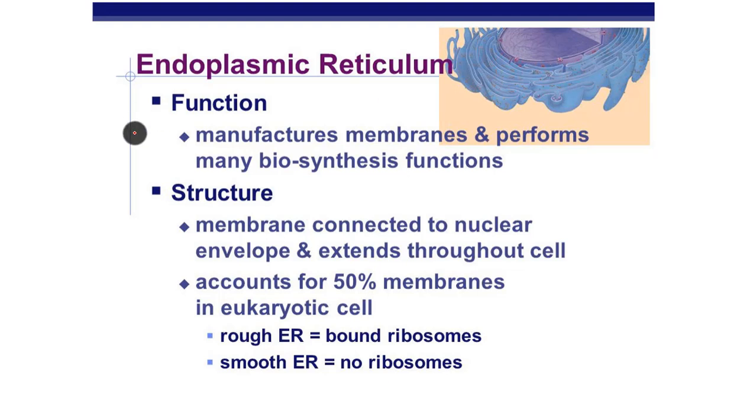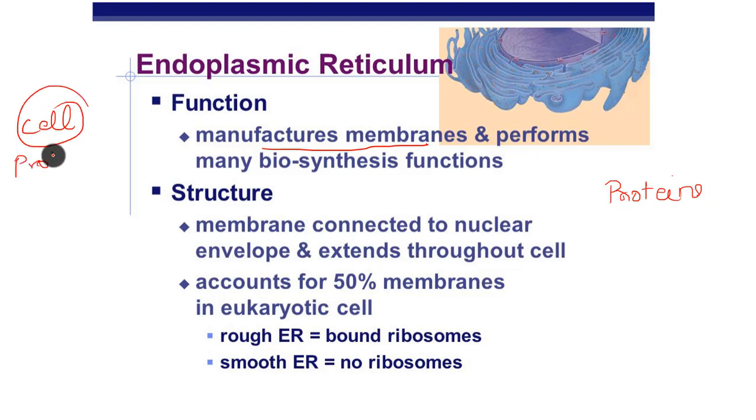Now, a very important function of the endoplasmic reticulum: it manufactures membrane. Just back in the session I told you that it manufactures proteins. How can you say that it manufactures membranes? It is because the cell membrane, the plasma membrane, which we studied and discussed in our earlier sessions, is made up of proteins. And these proteins are manufactured by the endoplasmic reticulum.